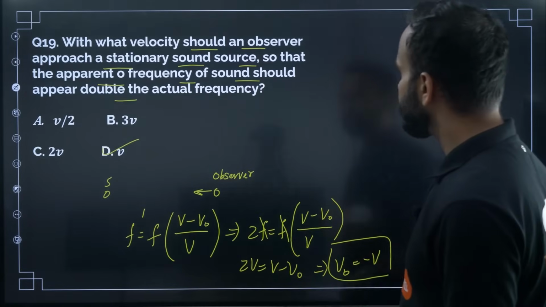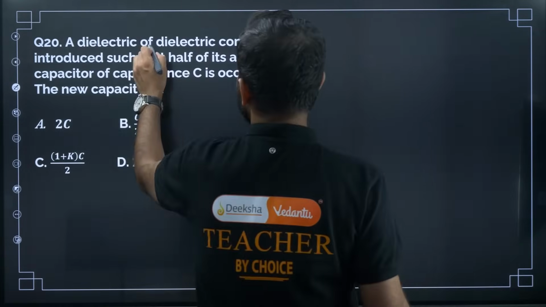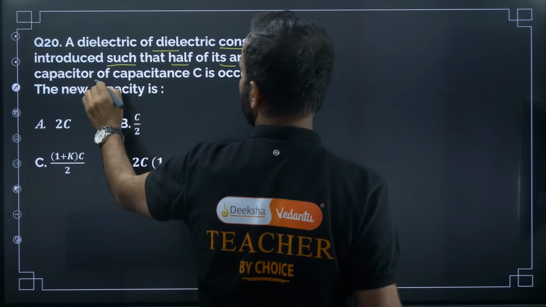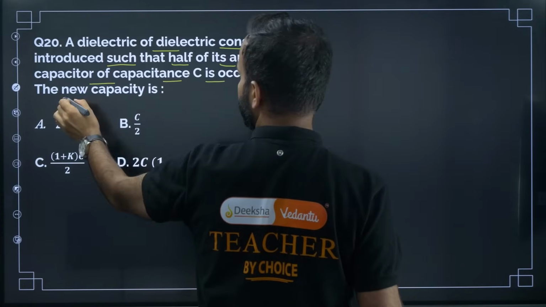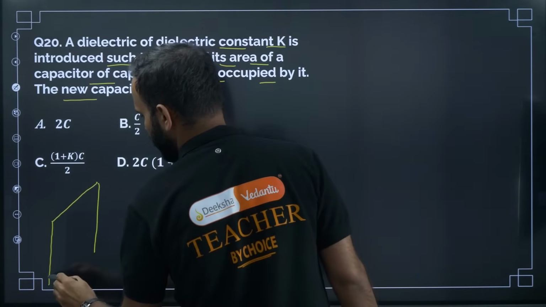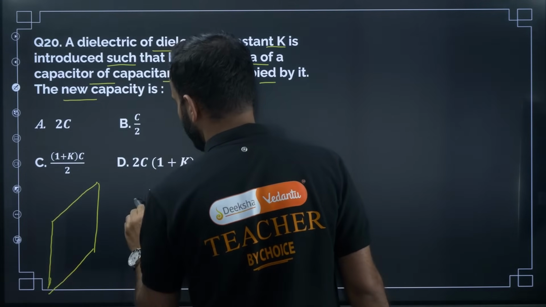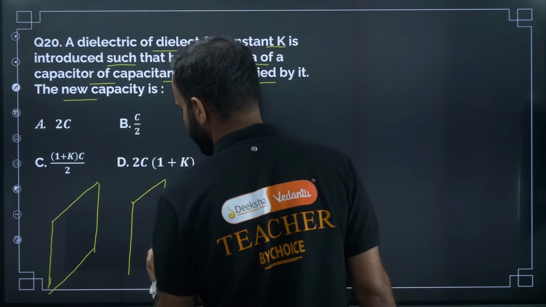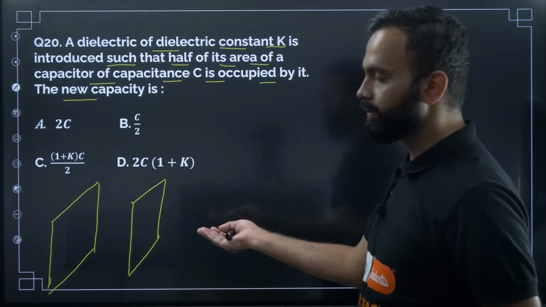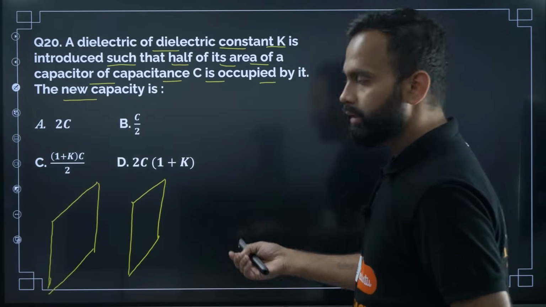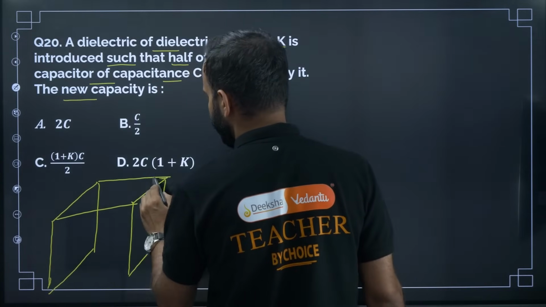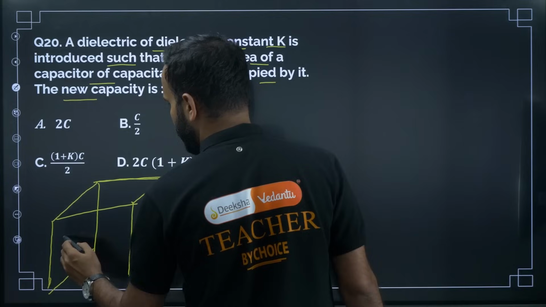Question number 20. Dielectric of dielectric constant K is introduced such that half of its area of a capacitor of capacitance C is occupied by it. The new capacity will be, okay. So let us draw the diagram. So this is the parallel plate capacitor. Here we have filled this parallel plate capacitor by the dielectric, not completely filled. It covers half of the area.